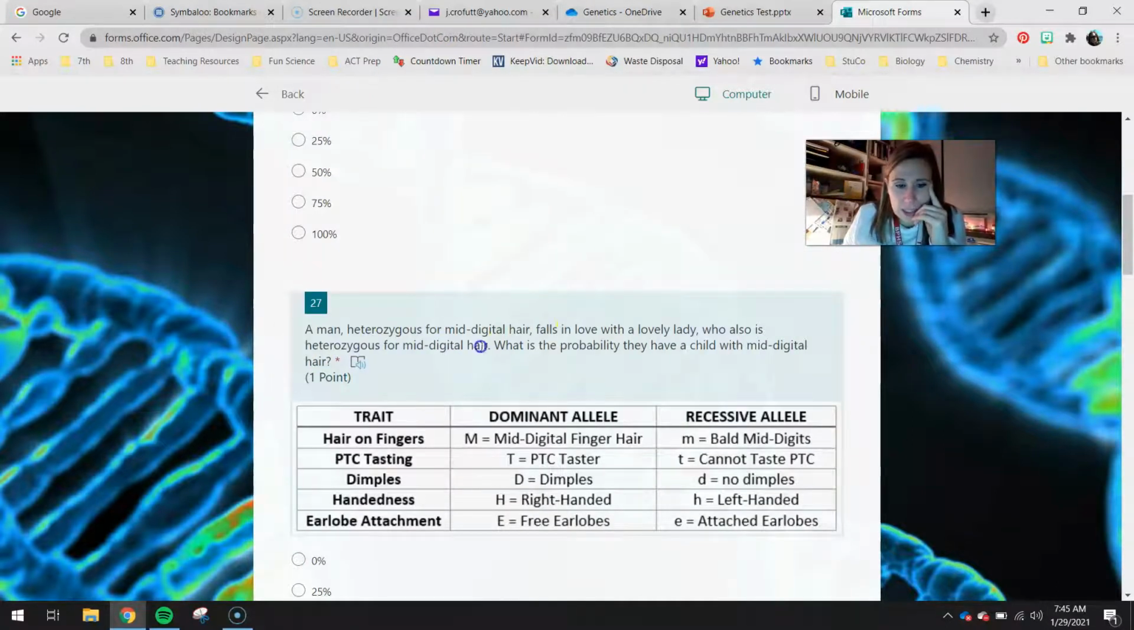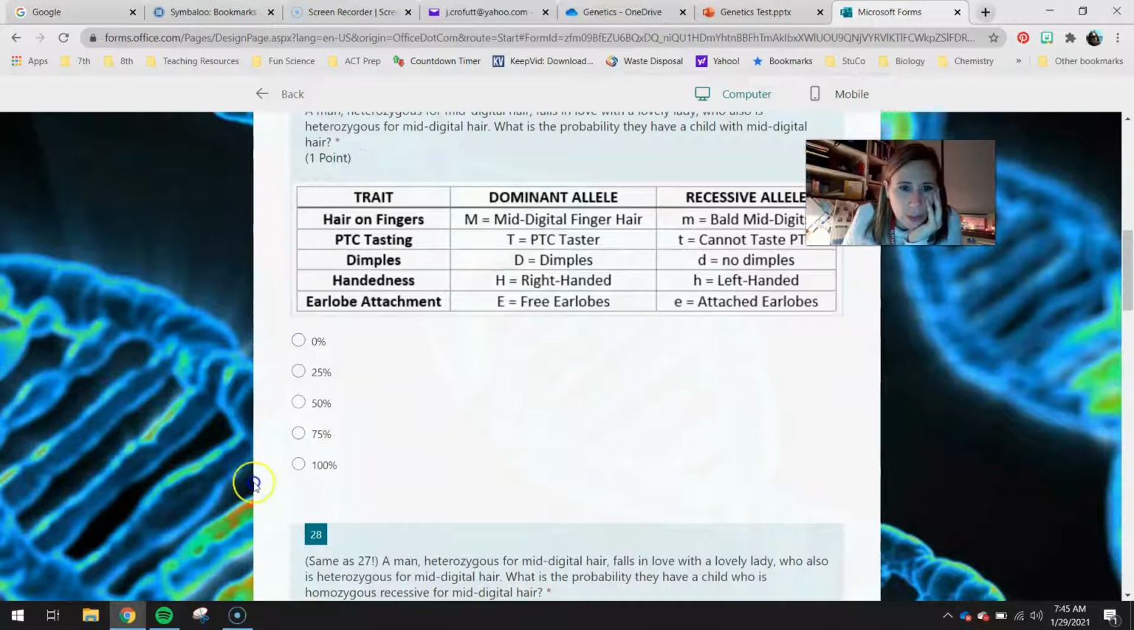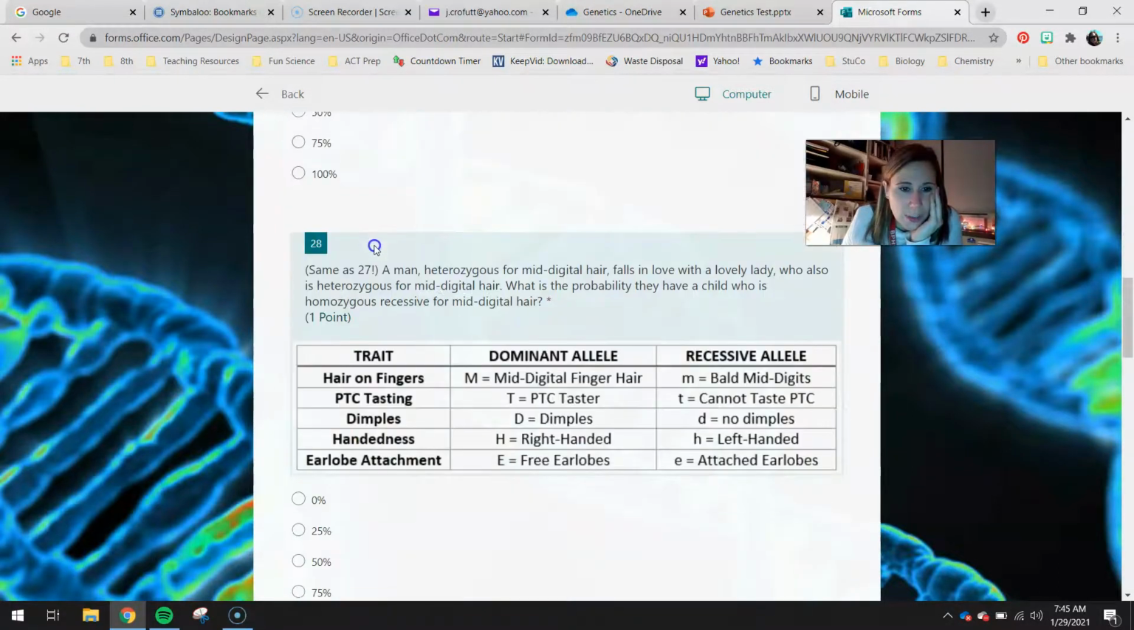Okay, looking at mid-digital hair for this one, a man heterozygous for mid-digital hair falls in love with a lovely lady who is also heterozygous for mid-digital hair. What is the probability they have a child with mid-digital hair? So again, solve your Punnett square, and then check which one of these percentages applies.